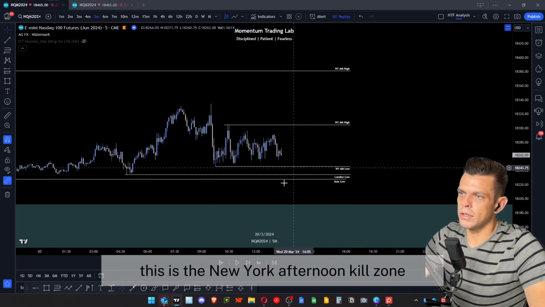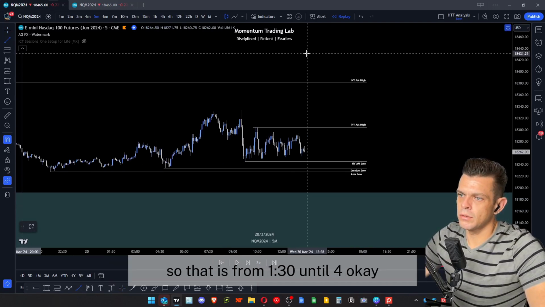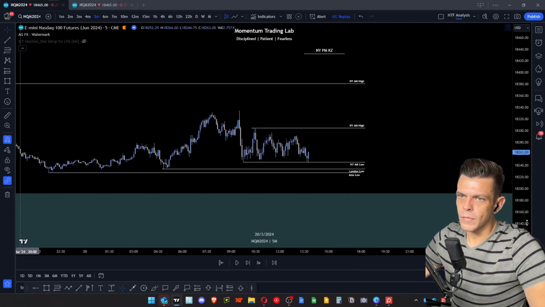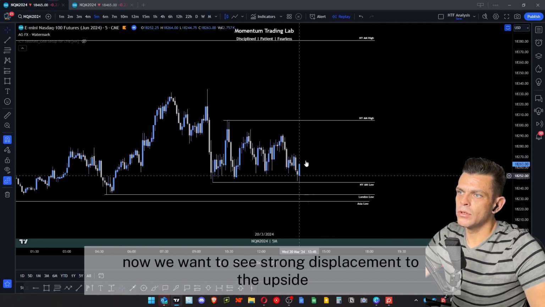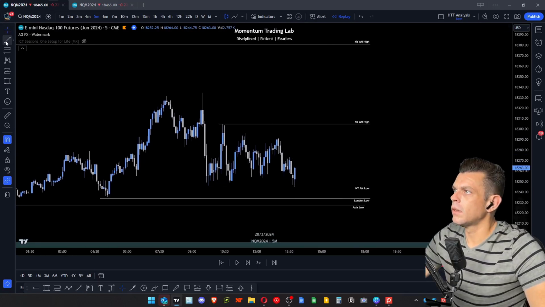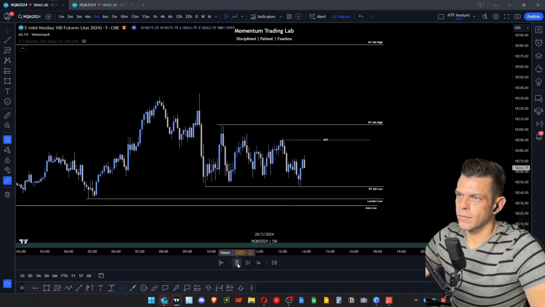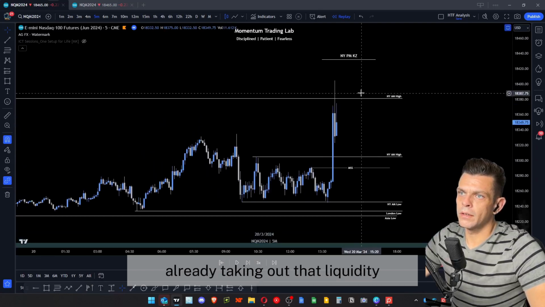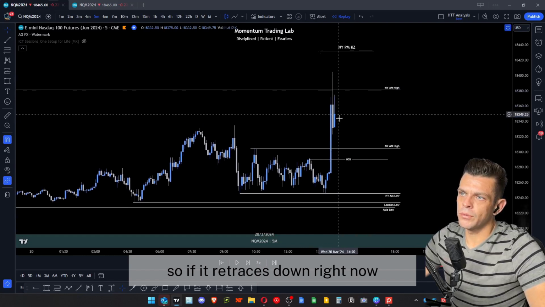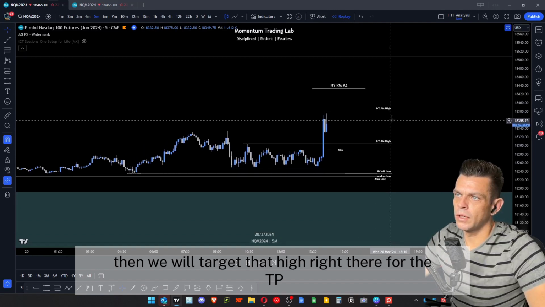Okay, like I mentioned, this is the New York afternoon kill zone, so we want to mark off that time zone as well. That is from 1:30 until 4. Right here, price tapped into the New York morning session low. So now we want to see strong displacement to the upside, ideally taking out this high for a market structure shift. And here we get a huge energetic move to the upside, already taking out that liquidity. So if it retraces down right now, then we will target that high right there for the TP target.